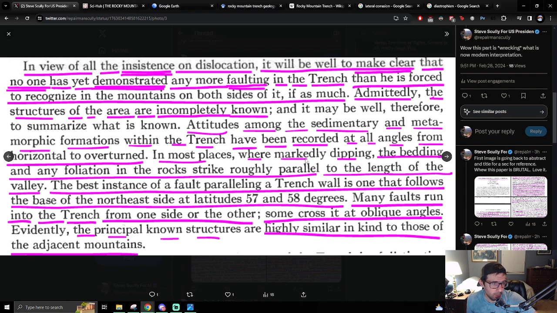In most places where markedly dipping, the bedding and any foliation in the rocks strike roughly parallel to the length of the valley. The best instance of a fault paralleling a trench wall is one that follows the base of the northeast side at latitudes 57 and 58 degrees. So not even that much of it. Many faults run into the trench from one side or the other. Some cross it at oblique angles. Evidently, the principal known structures are highly similar in kind to those of the adjacent mountains.